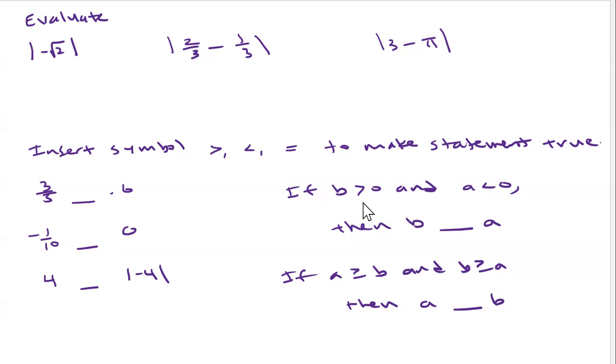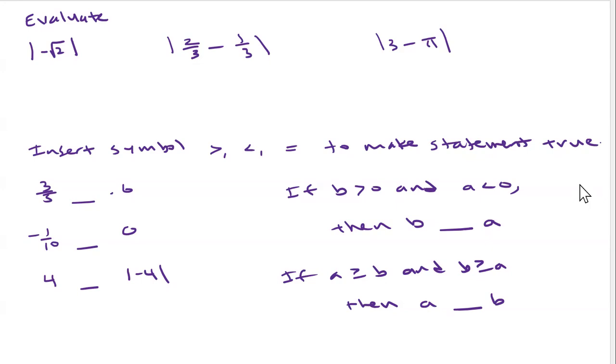And then here we have: if b is greater than 0 and a is less than 0, then what is the outcome? And this one: if a is greater than or equal to b and b is greater than or equal to a, then what is the outcome? And what's the relationship between a and b? All right, so let's go through this one.